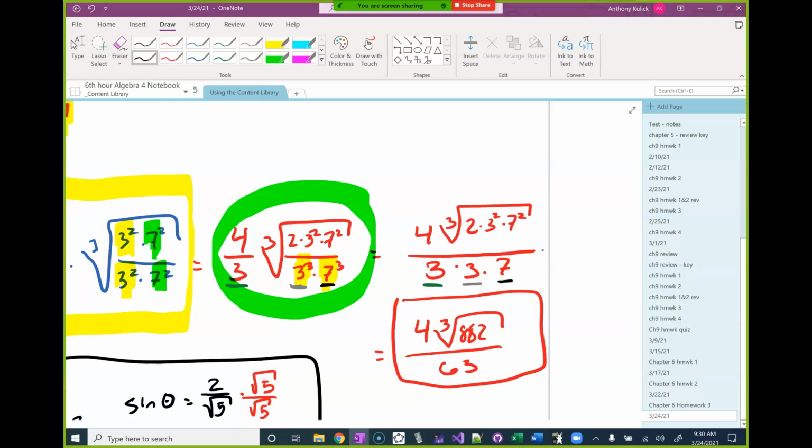So again, I tried to connect it to something we're already familiar with doing, just to show you that it's still doing the same kind of thing. The context is a little bit different because it's a cube root instead of a square root, but same idea.